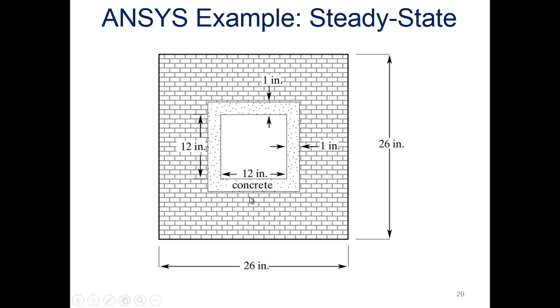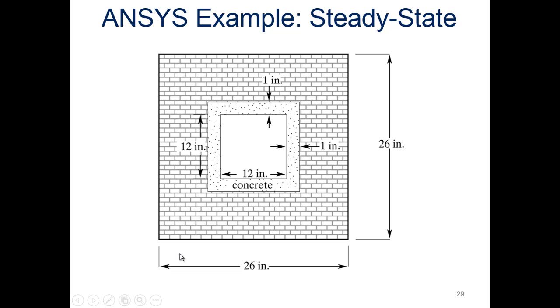So overall here we have some concrete interiors. So this is a cross section of our chimney. So we're looking essentially down the chimney in this case, or up the chimney. So we have concrete here, the initial 1 inch. And then we have our outer brick that goes 26 by 26 inches.